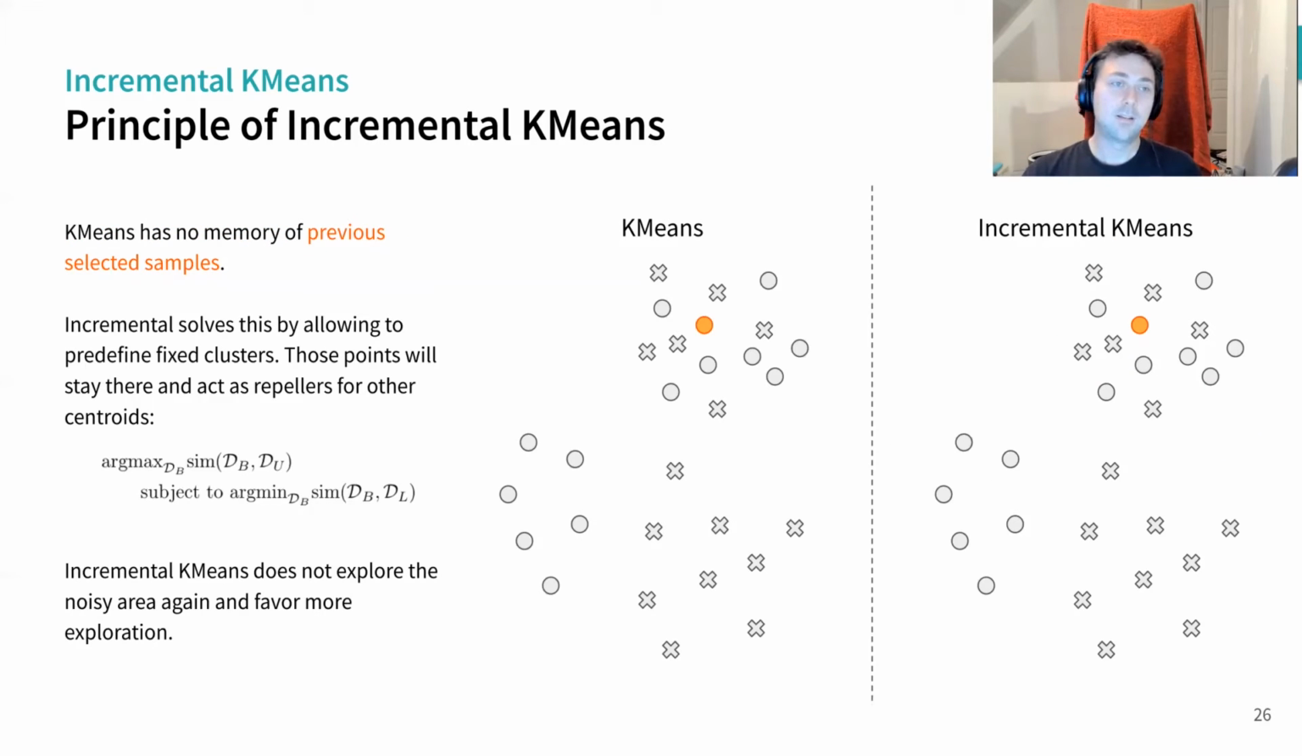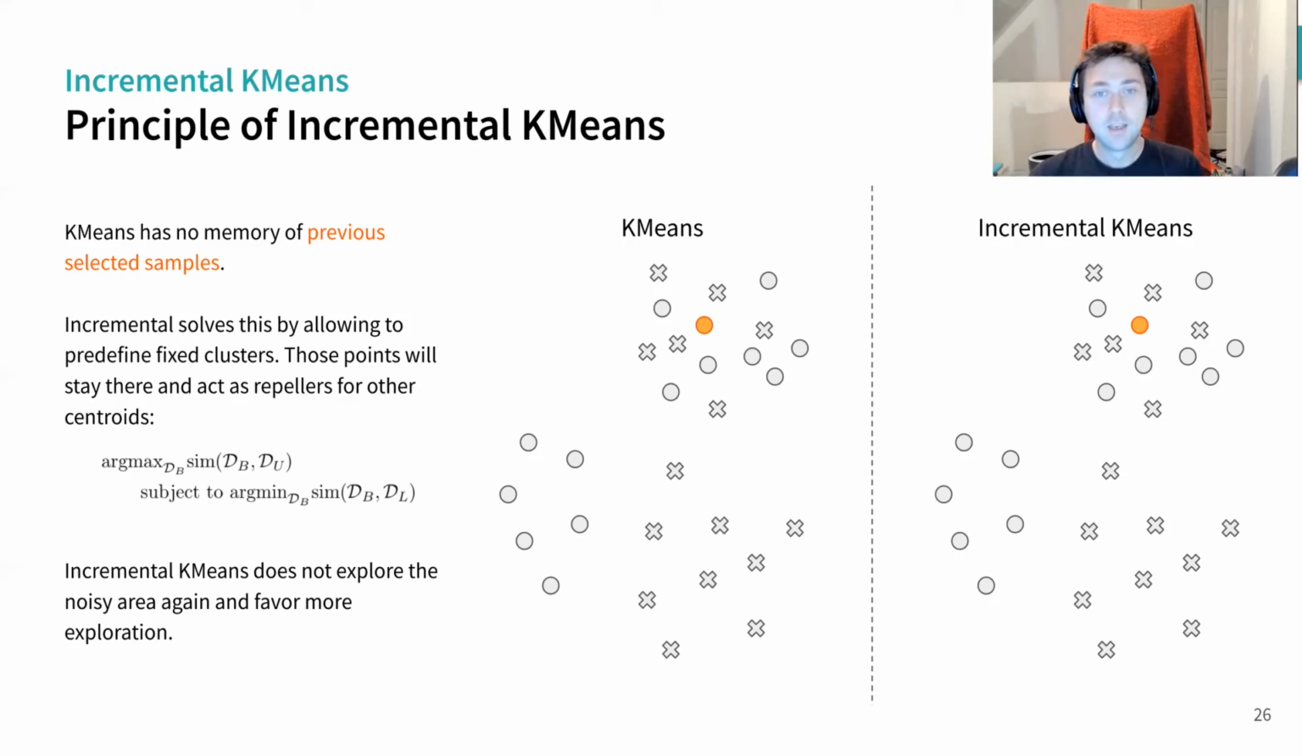Let's see a bit how the incremental K-means works. So you know that the K-means objective consists in putting the centroids in order to maximize the similarity with the existing points. So here the centroids are the batch and the points are the unlabeled ones. Incremental K-means consists in adding to this algorithm the knowledge of the previously selected samples. So not only will we have this centroid that will be the batch, but we will try to minimize the similarity between the batch and the labeled samples. So we want to have the centroids pushed away from samples that have already been selected. And we will be doing that by adding fake centroids, so fixed clusters in the experiment.